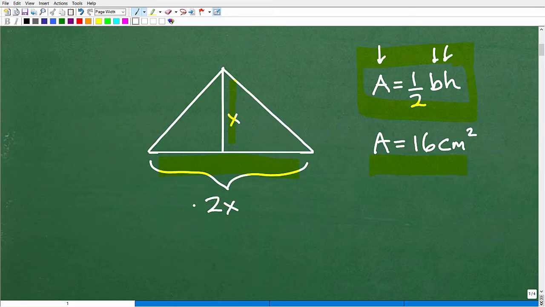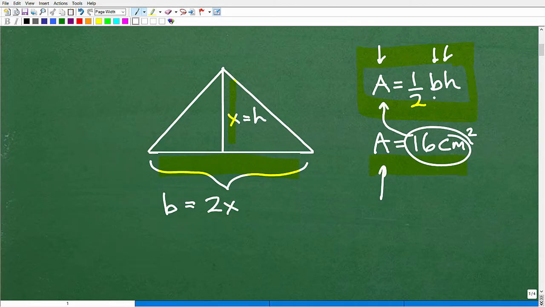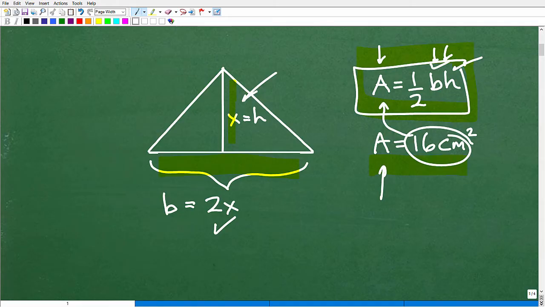So the area of a triangle is equal to 1/2 base times height. So 2x here is our base, and x is our height, and we know the area, so we can plug in this information right here. We know what our base is, we could plug that in right there, and we could plug our height information into this equation and solve. So this is the setup.